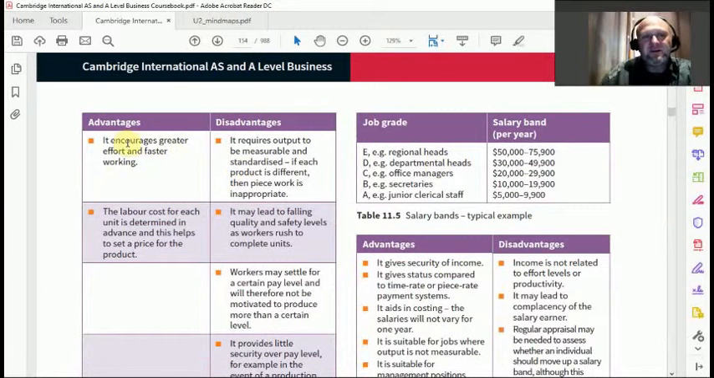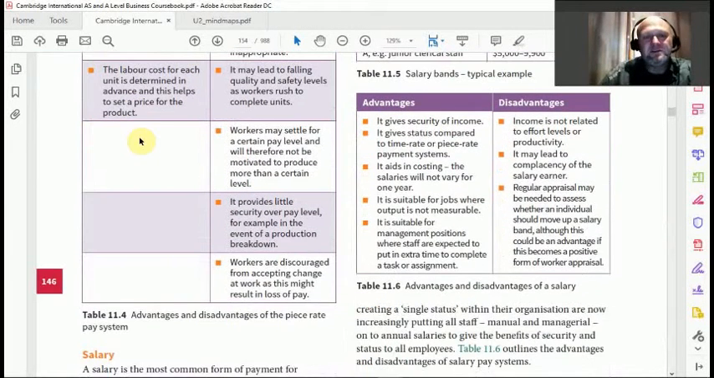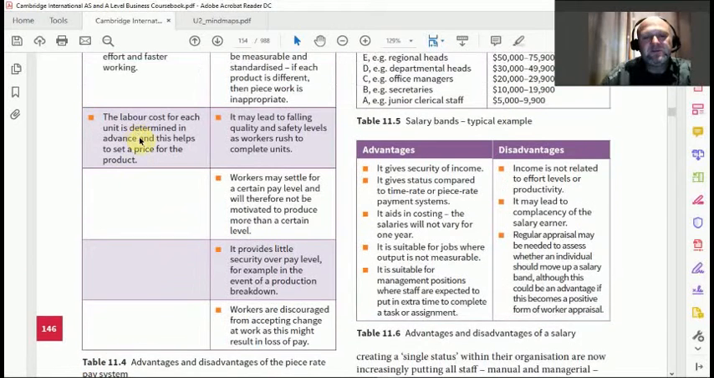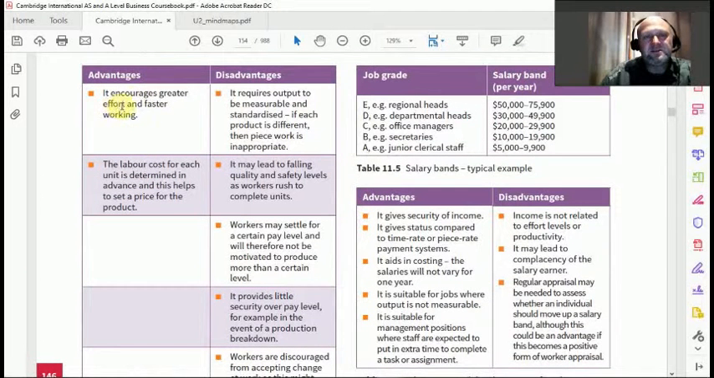Okay, so there are advantages and disadvantages of the piece rate pay system. It encourages greater effort and faster working. There's the advantage. And the labor cost for each unit is determined in advance, so it helps set up a price right from the beginning for the product that the worker is achieving. The disadvantage is it requires output to be measured and standardized, and in some cases, it's very difficult to do that.